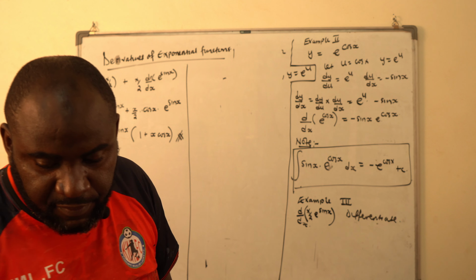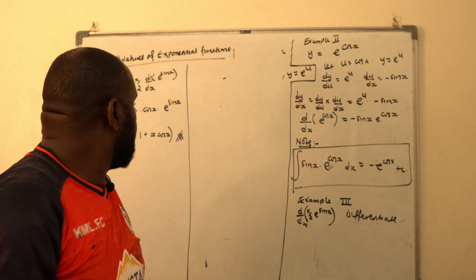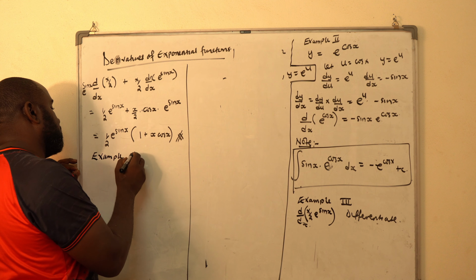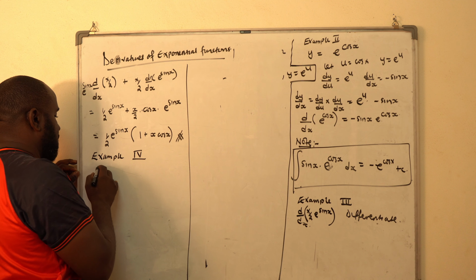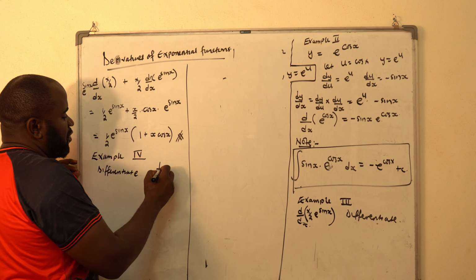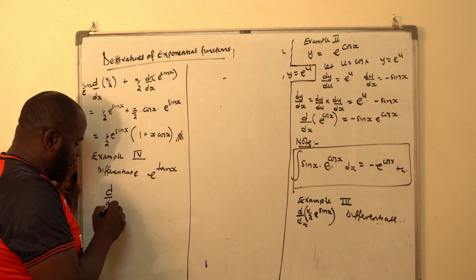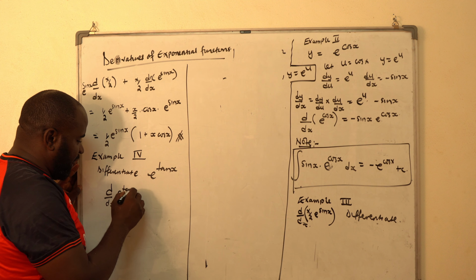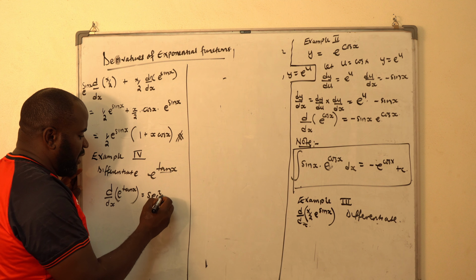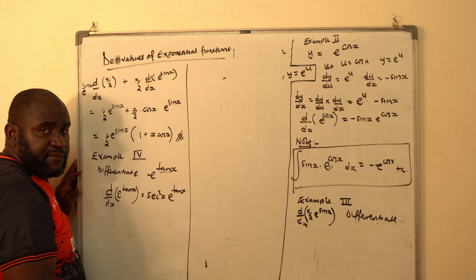Okay, then example 4. Differentiate exponential tan of x. This is going to be the derivative with respect to x of exponential tan of x. You first differentiate the power tan and you get what? Sec squared of x, times the exponential of the original function. And that will be your answer.